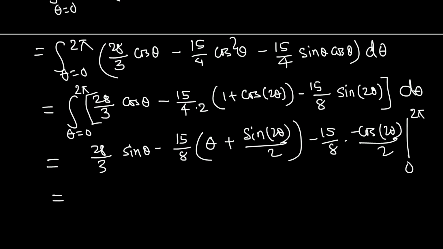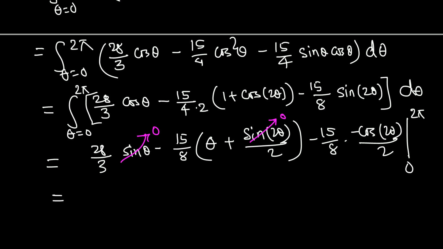Okay, so let me plug in 2 pi for theta. Sine 2 pi, that's 0. Sine 2 times 2 pi, that's 0 as well. But cosine 2 times 2 pi, that's 4 pi. Cosine 4 pi is 1. Okay, I'm talking about upper limit. And lower limit 0 makes sine 0 zero, sine 0 zero. So these first two things are gone. And here upper limit 2 pi.